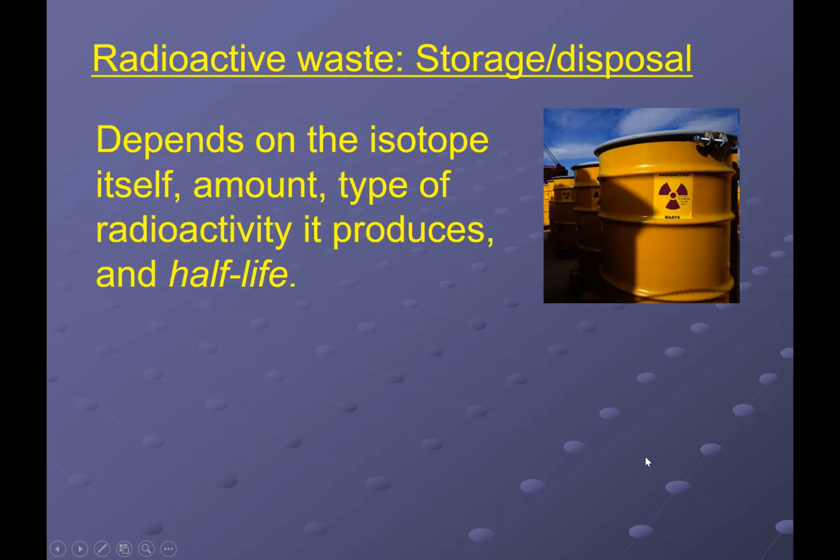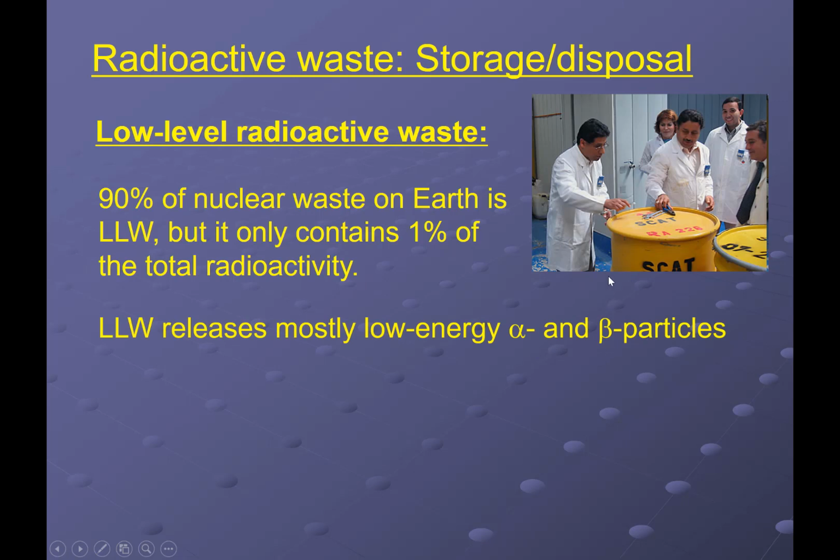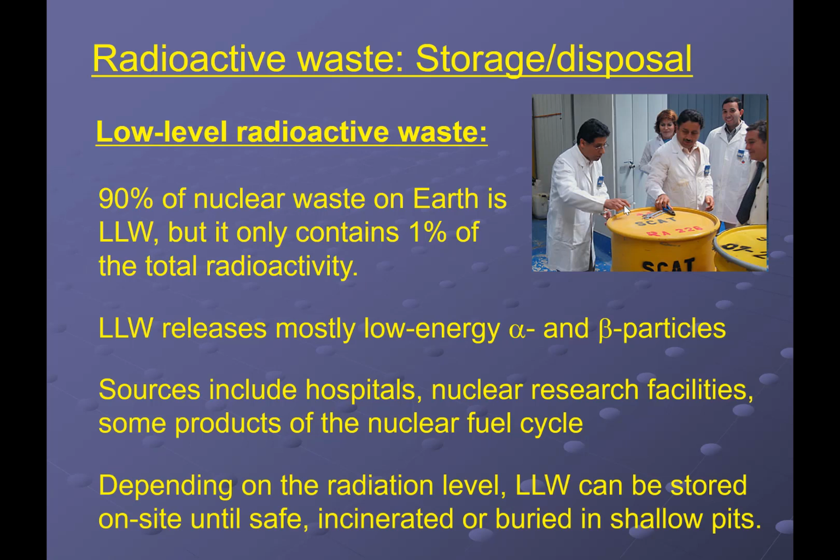As we start looking at storing and disposing of waste, it really depends on the type of radioactivity as well as how long it takes for this to decay away. Turns out on the Earth, 90% of our waste is referred to as low-level waste. It only releases really low-energy alpha and beta. A common source is the workers wearing lab coats and gloves. Inevitably, they end up getting covered with some nuclear material, but it's very low-level waste. If the radiation level is still fairly low, I can keep it on site until the half-life sort of dies away, or I can bury it in very shallow pits.